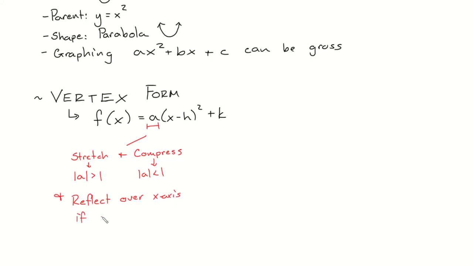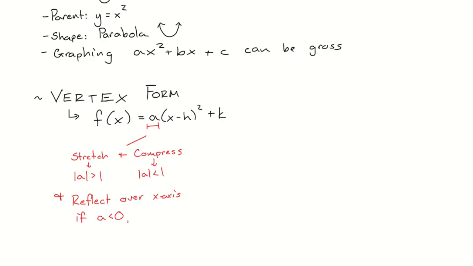Notice it's just A, not the absolute value, just A itself. So if I have negative 12 in front of my function, I know that it's 12, so that number has been made way thinner, but it's also been reflected. Okay.